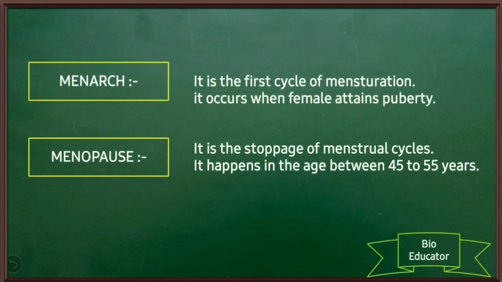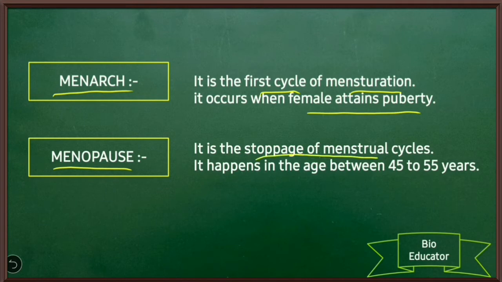Now, these are the terms related to the reproductive cycle. First, menarche. It is the first cycle of menstruation. It occurs when a female attains puberty. Second, menopause. It is the stoppage of menstrual cycles. It happens at the age between 45 to 55 years.